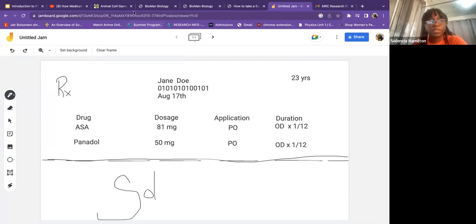Oh, another person joined. For Malik, we actually just went through a number of things, but specifically how to set up a prescription. So that's the exercise that we're doing now.